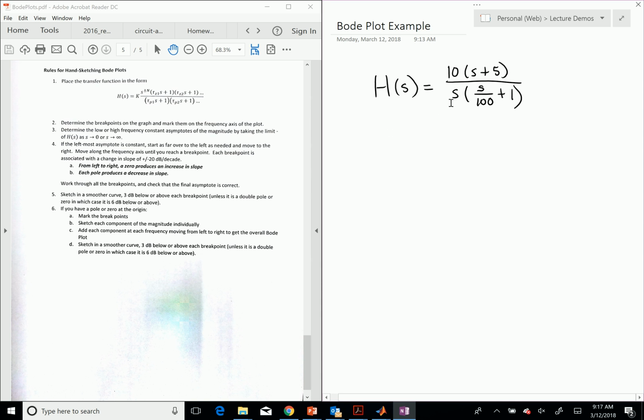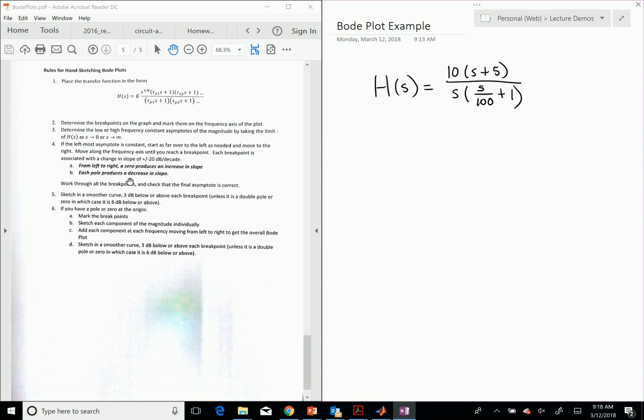And in this particular case, I have this going on here, right? Basically, I have a pole sitting at the origin. And so when I have that, I go to my step 6 right here. So if I have a pole or zero at the origin, I have to follow this process instead of the first 5 steps. Okay?